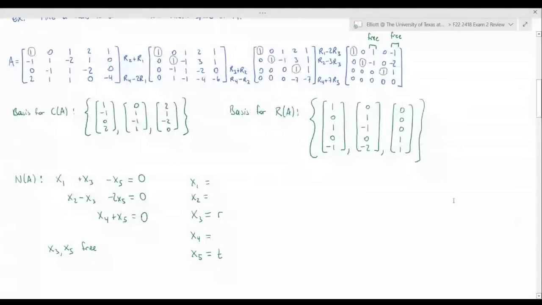So X5 is T. If I were to sub that into here, you will get X4 is negative T. If X5 is T and X3 is R, move everything over. X2 is R plus 2T. And likewise, X1 is going to be negative R plus T once you move everything over. Okay.